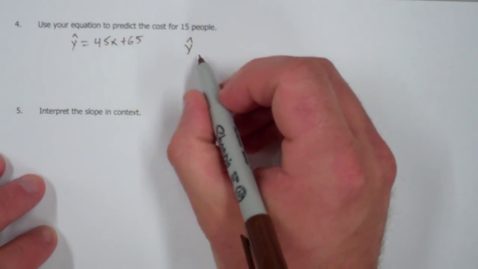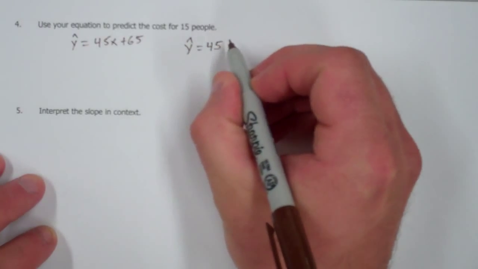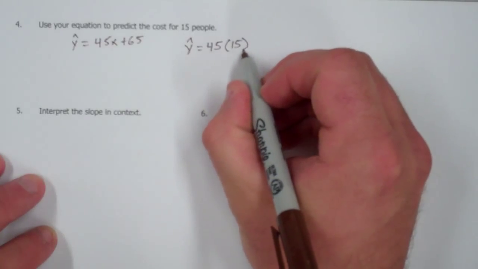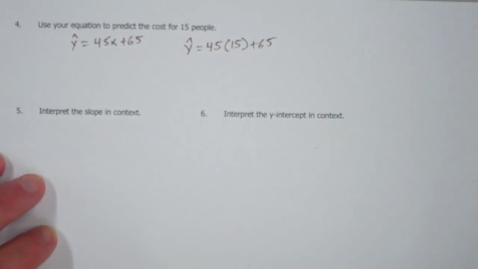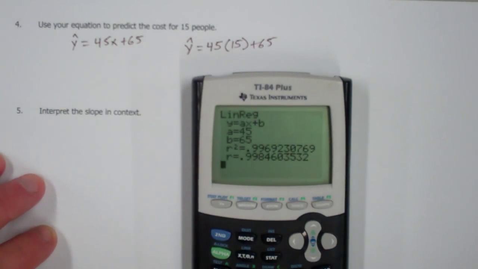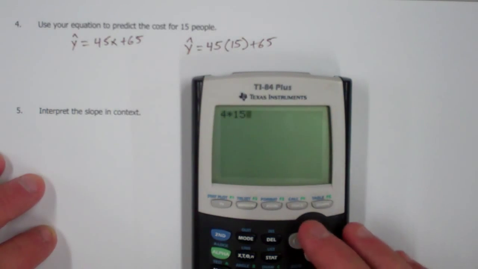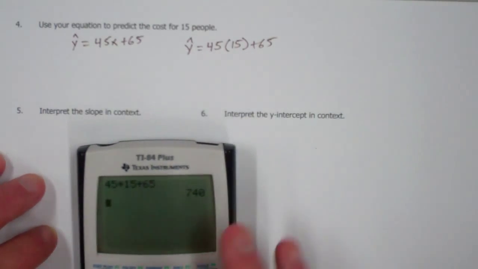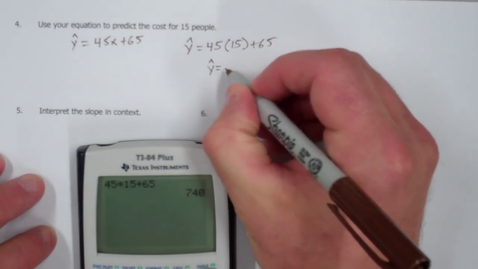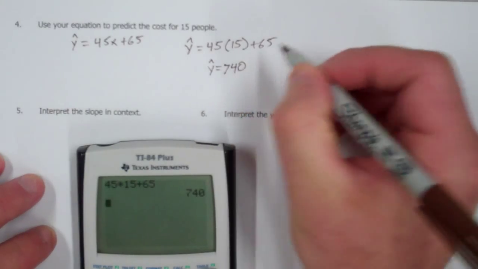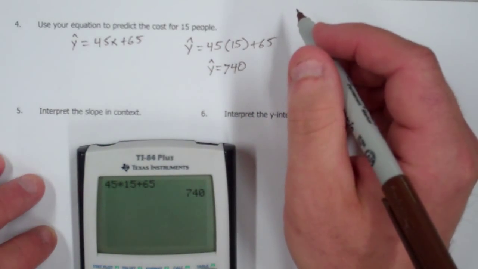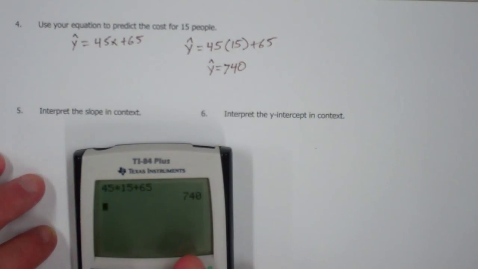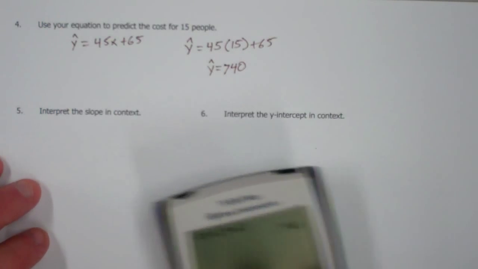Well, the cost is the Y, and then the X in this case is going to be our number of people, so we can just substitute that in. And we'll type this in our calculator here, and then just hit enter. So 40 times, oh, oops, that would have been bad. Not 4 times 15, 45 times 15. Would have been the deal of the century there. And then plus 65. So that's 740. So our predicted cost is 740. Well, 15 people, 740 bucks. Not too bad, I guess.